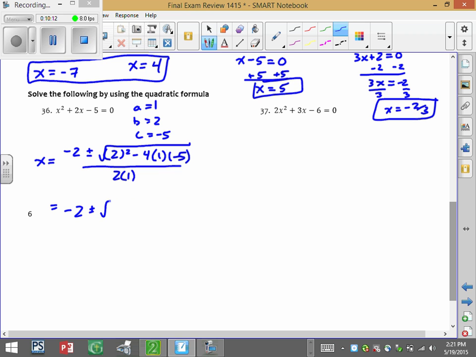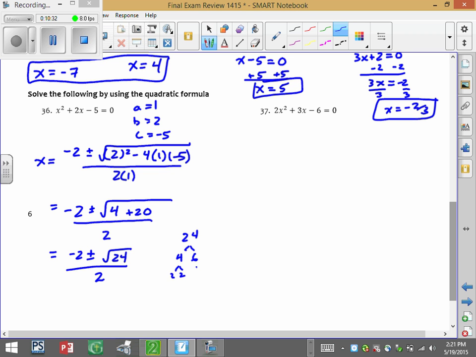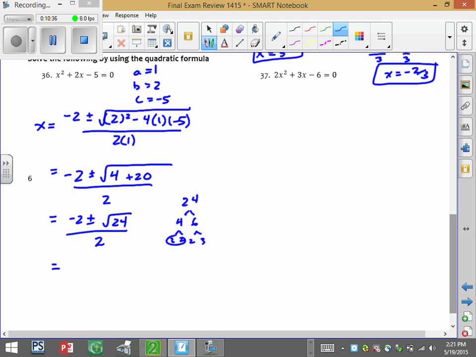So 2 squared is 4. 4 times 1 times negative 5 is negative 20, so that becomes plus 20, over 2. So we end up with negative 2 plus or minus root 24 over 2. And let's break 24 down. So we have 4 times 6, so 2 times 2, 2 times 3. So I can pull a 2 out. So negative 2 plus or minus 2 root 6 over 2.